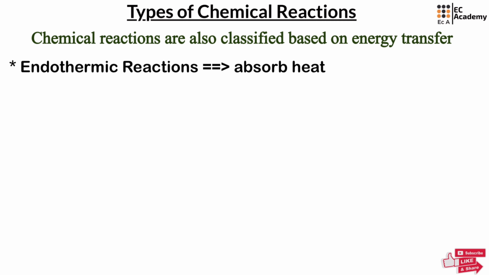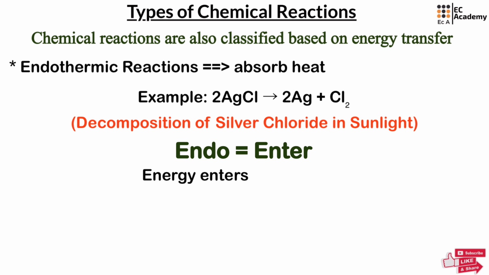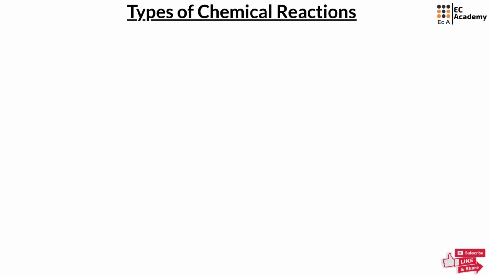Some reactions absorb heat or energy. These are called endothermic reactions. For example, 2AgCl will produce 2Ag plus Cl2. This decomposition happens in light. So, the reaction absorbs the light energy. Therefore, it is an endothermic reaction. You can remember this as endo is nothing but enter. Energy enters the reaction.